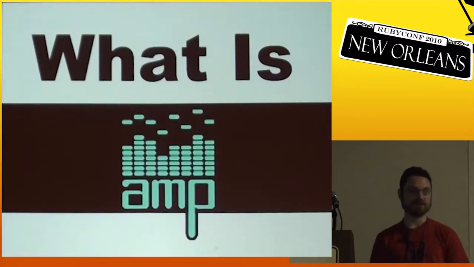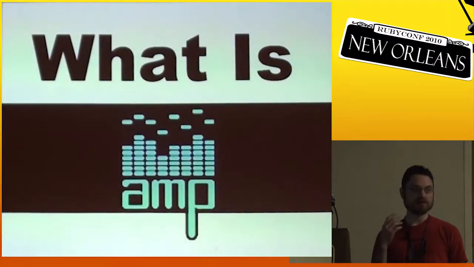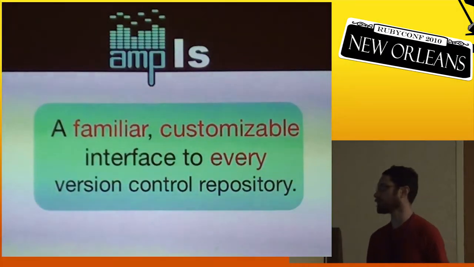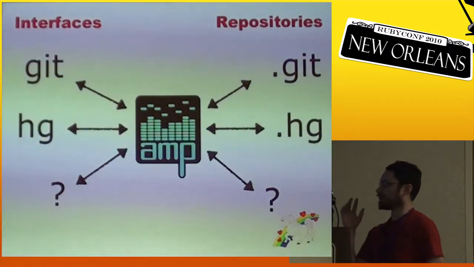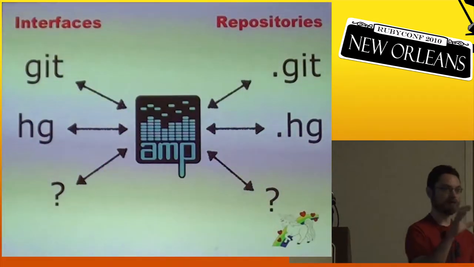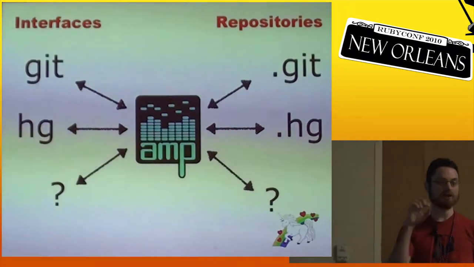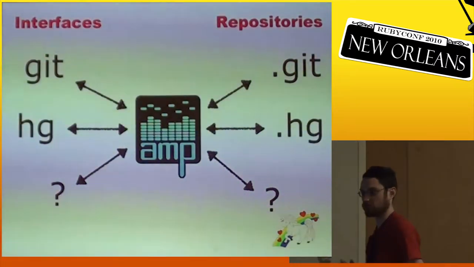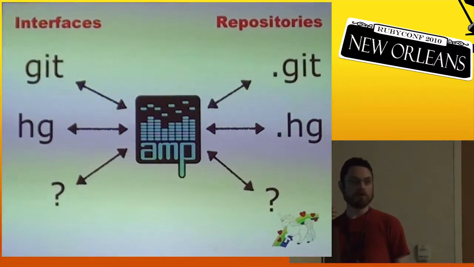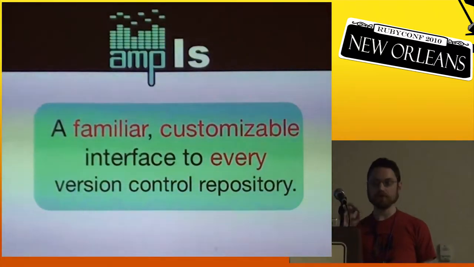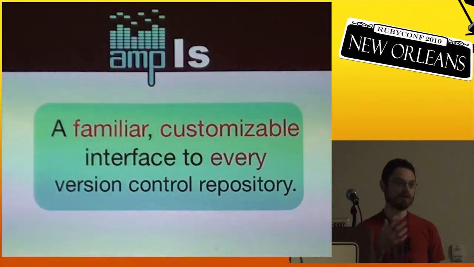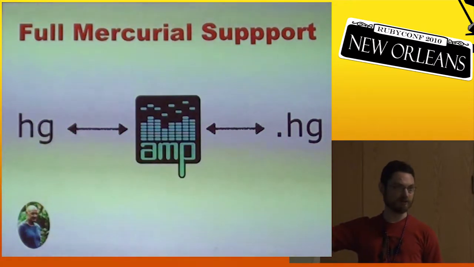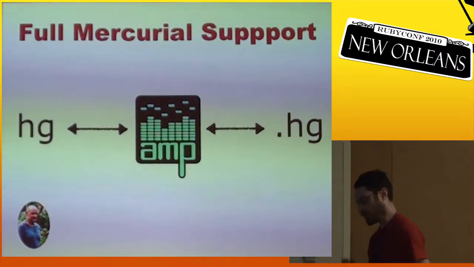All right, so what is AMP? Well, AMP is a familiar, customizable interface to every version control repository, or it's trying to be. It wants to give you your familiar interface to your version control through a common API to every repository that you might want to access, without having to learn its new conventions. Now, while its goal is to be an interface to every version control repository, what you'll get if you install it right now is full Mercurial support, and I'll explain why it's that instead of Git as we move along here. But that's where I started from.